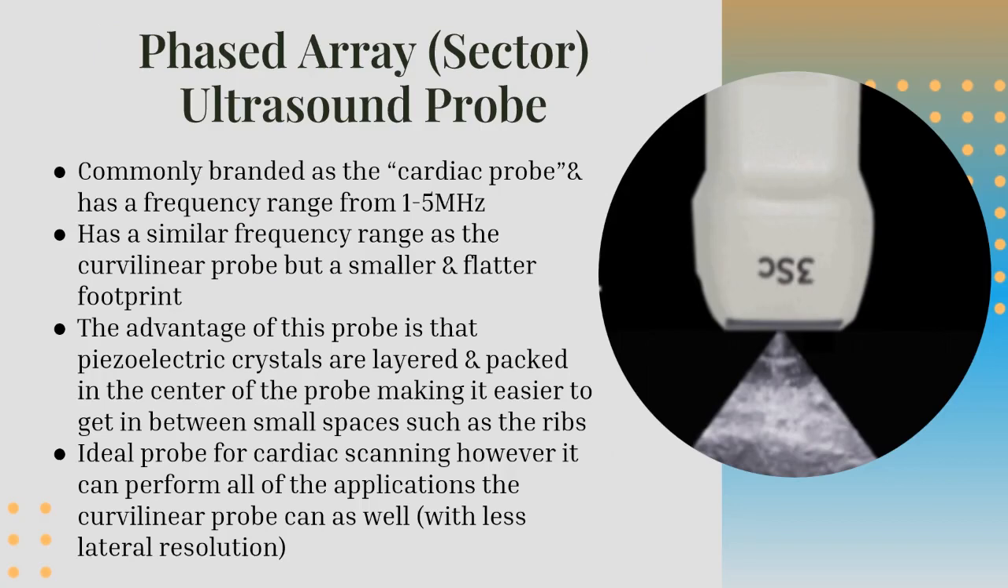The phased array or sector ultrasound probe is commonly branded the cardiac probe and has a frequency range from 1 to 5 megahertz. It has a similar frequency range as the curvilinear probe, but a smaller and flatter footprint. The advantage of this probe is that the piezoelectric crystals are layered and packed in the center of the probe, making it easier to get in between small spaces such as the ribs. It's the ideal probe for cardiac scanning, however, it can perform all of the applications that the curvilinear probe can as well, with less lateral resolution.